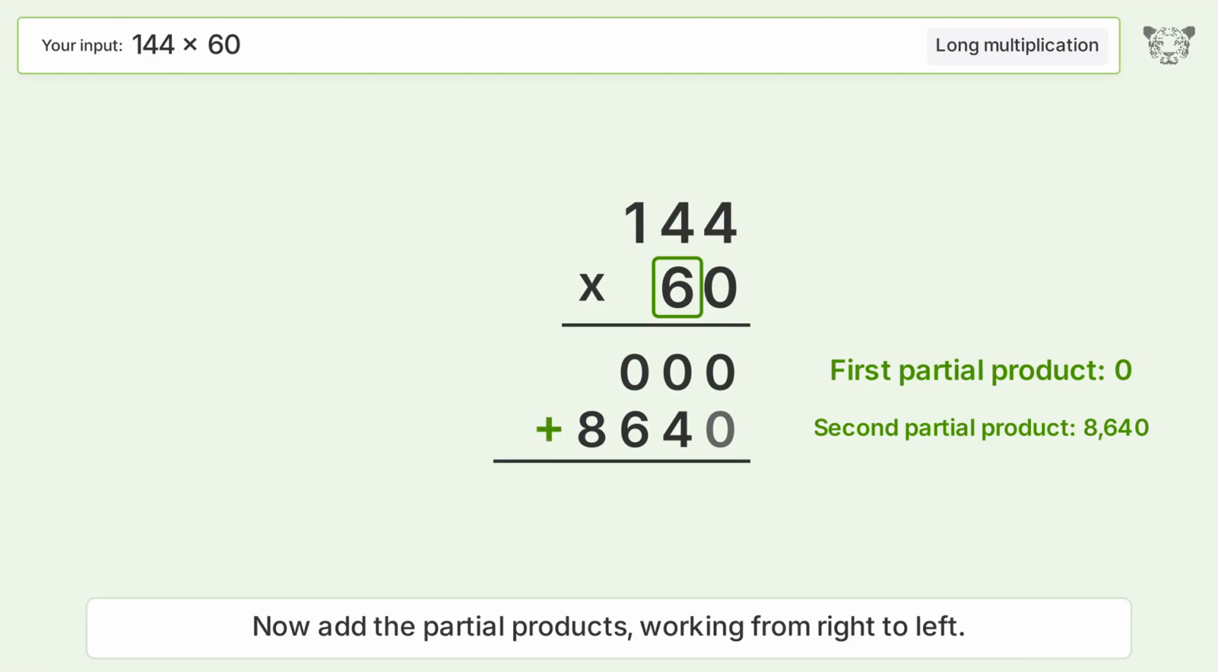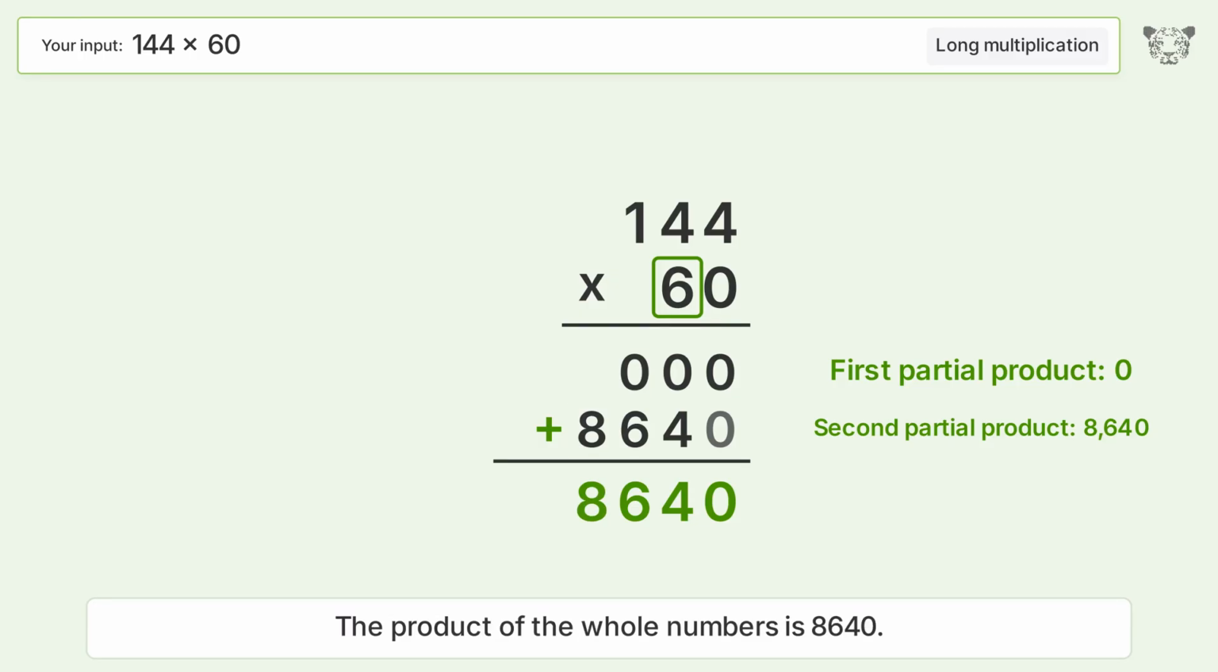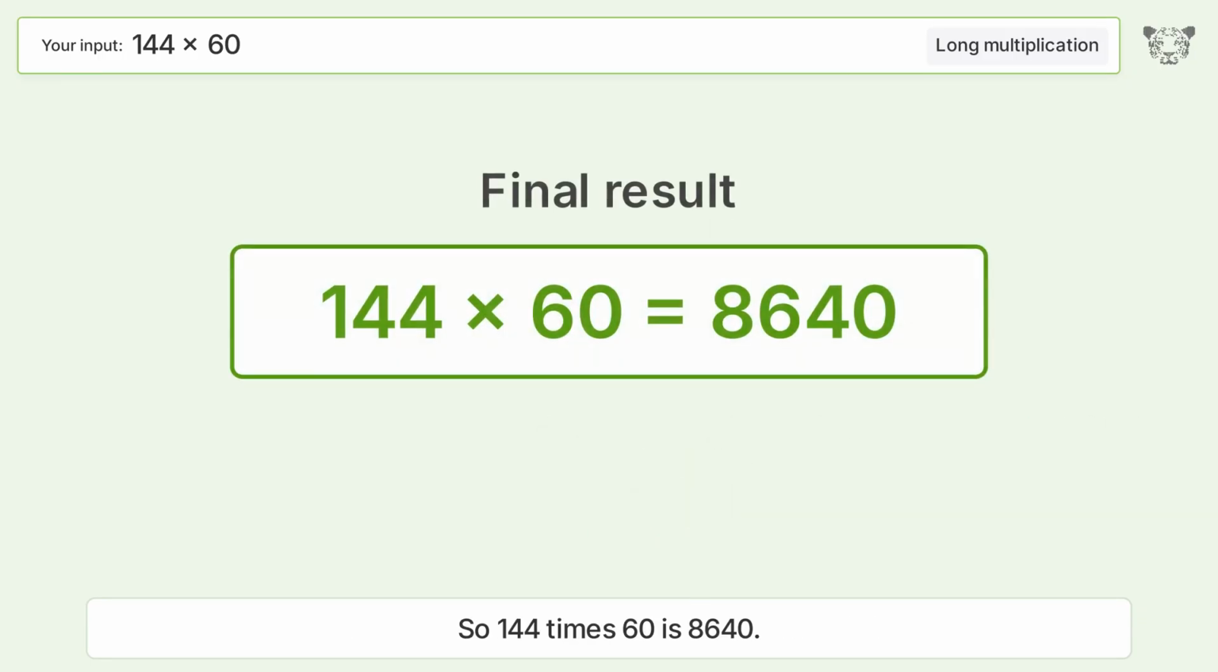Now add the partial products, working from right to left. In the ones column, 0 plus 0 is 0. In the tens column, 0 plus 4 is 4. In the hundreds column, 0 plus 6 is 6. In the thousands column, bring down 8. The product of the whole numbers is 8,640. So 144 times 60 is 8,640.